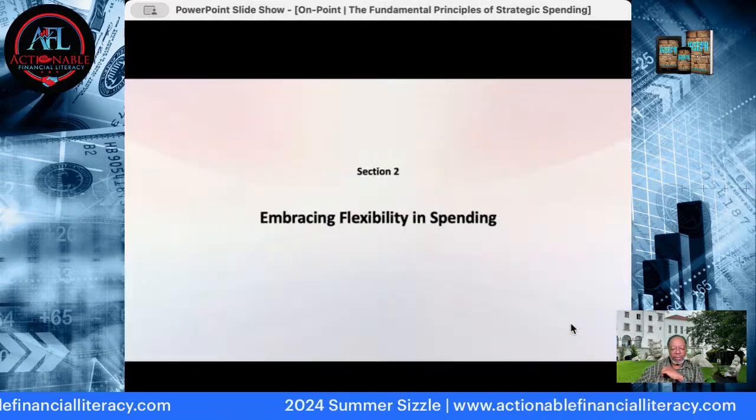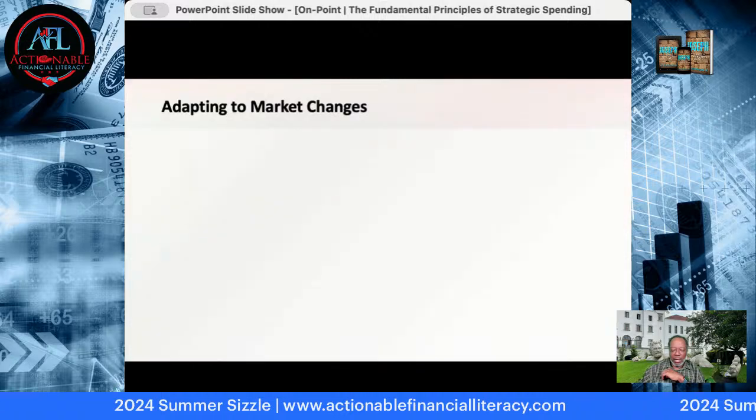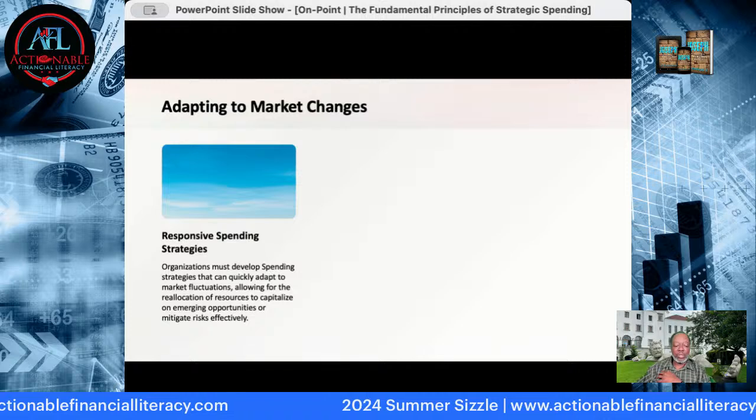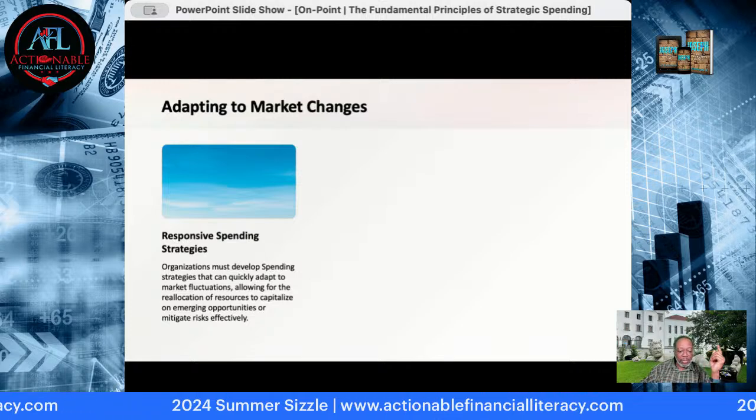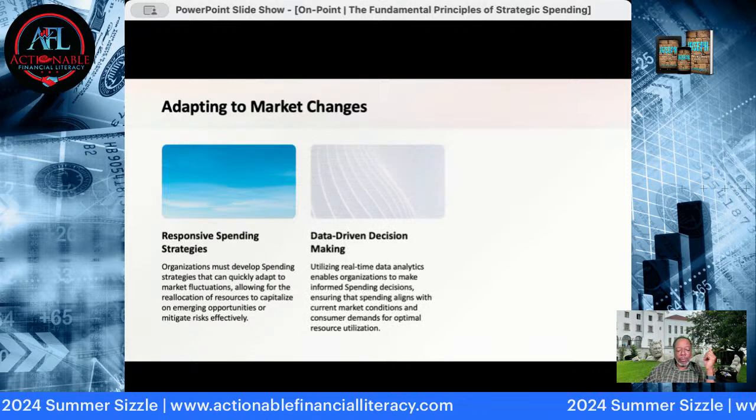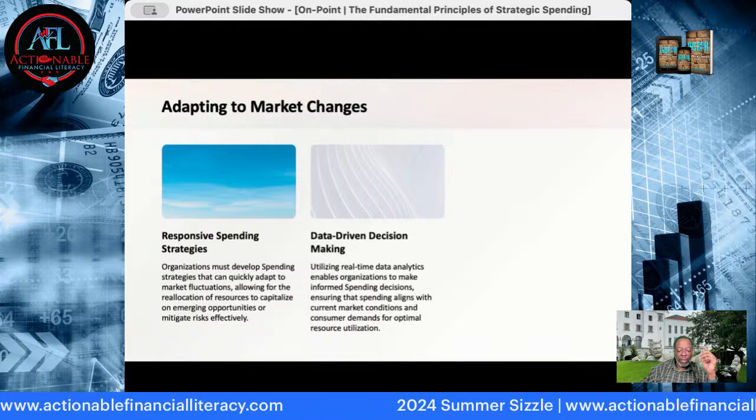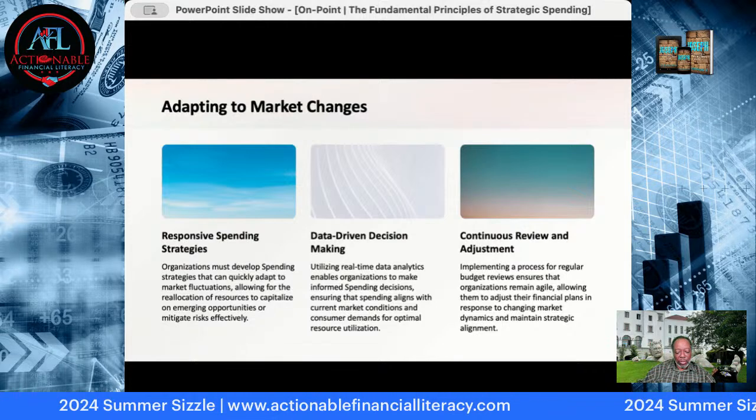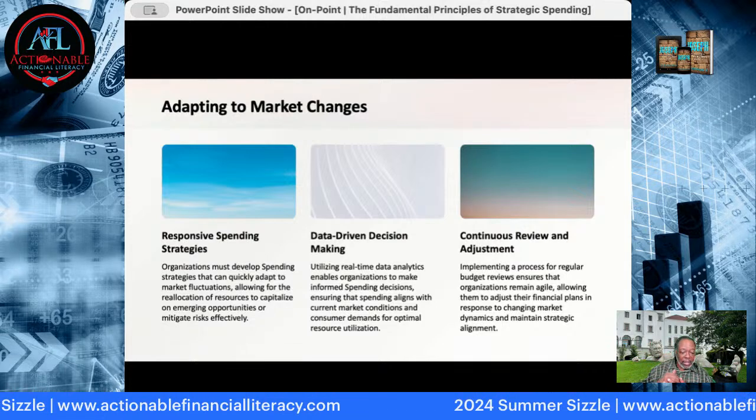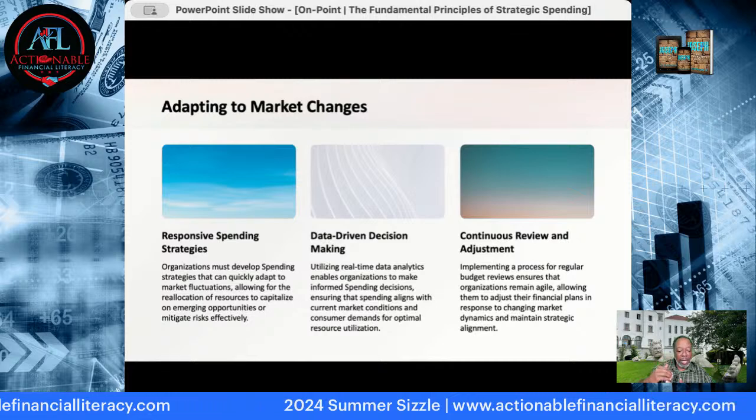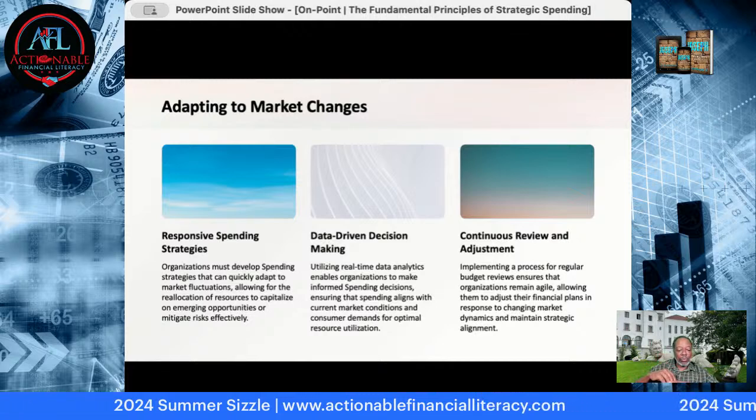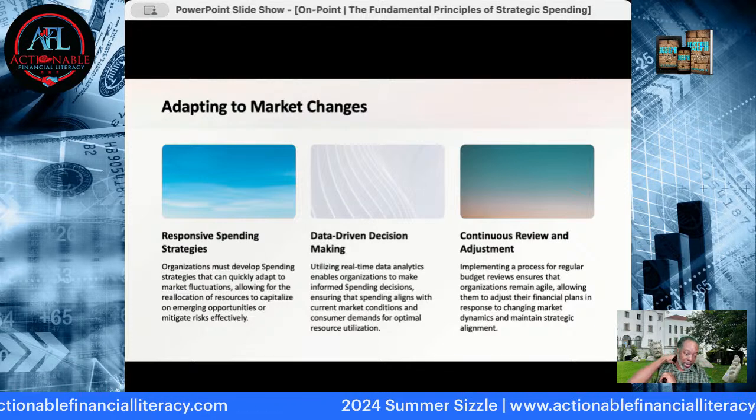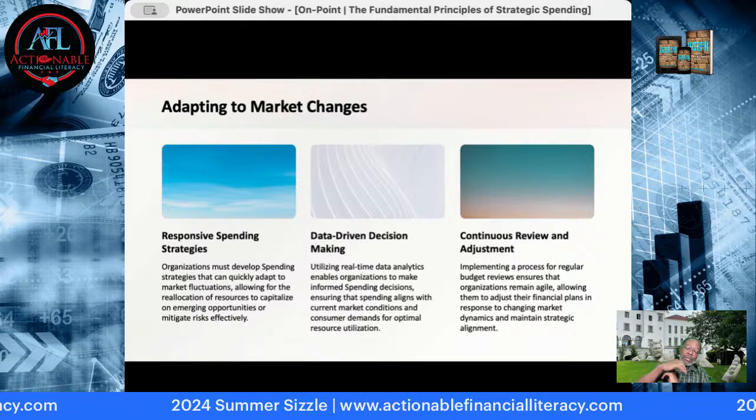So, embracing flexible spending. When we're looking at flexible spending, you're looking at three parts of adapting to market changes. You have to have a responsive spending strategy, and that strategy has to be data driven when you're making a decision, and you continue reviewing and making adjustments to your spending pattern. Your organization develops its spending pattern, allows for reallocation of resources, and makes sure you capitalize on emerging markets and opportunities that help you mitigate your risk.